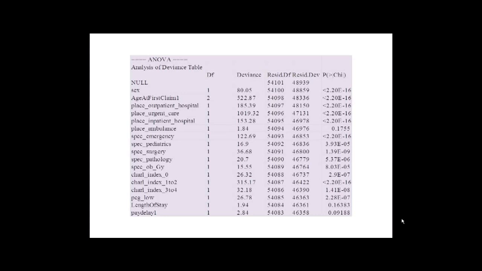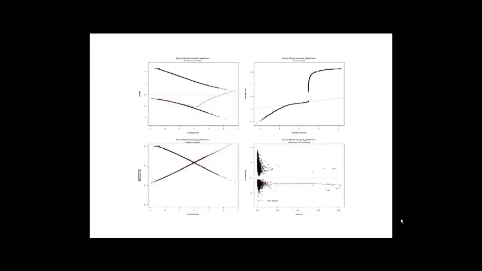And these are the results of the analysis of deviance table, the second result of logistic regression, with degrees of freedom, deviance, residual degrees of freedom, residual deviance, and the p-values. These are the plots of the logistic regression model. The first one is residual versus fitted, then normal QQ, scale location, and residual versus leverage.